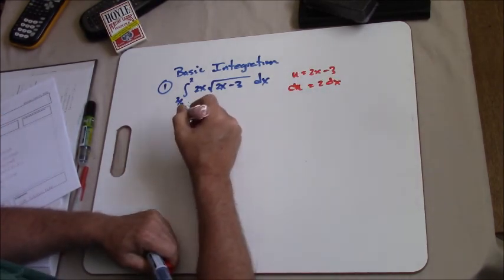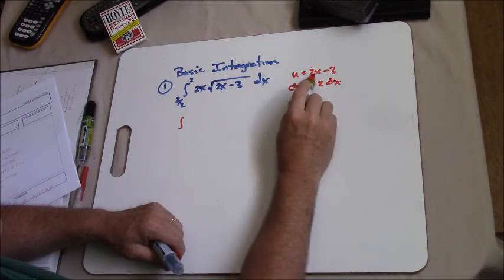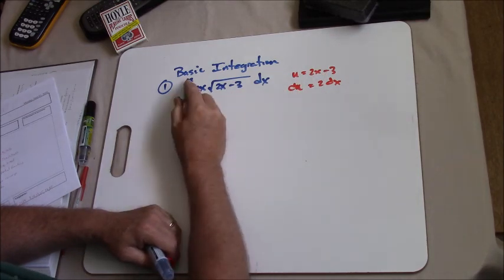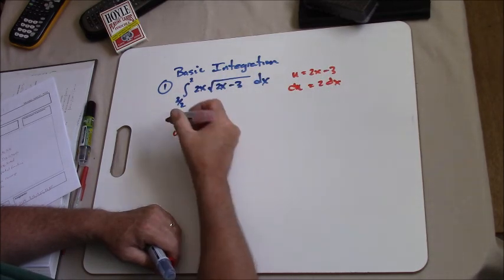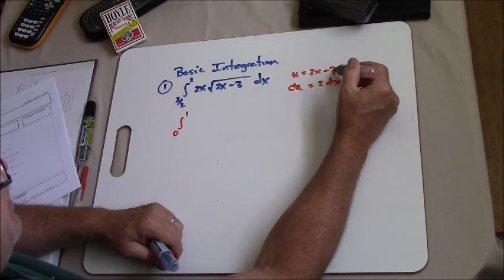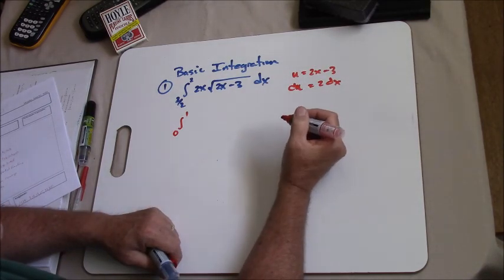So I'm going to have an integral, and let's see, when x equals 3/2, if I plug that in, 2 times 3/2, that would be 6/2, which is 3, minus 3, that's 0. And if I plug a 2 in, I get 4 minus 3, that's 1. See, this way I don't have to plug the 2x minus 3 back in. We'll just convert everything over to u values.